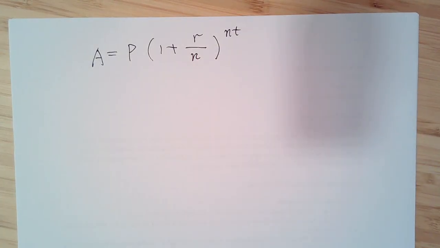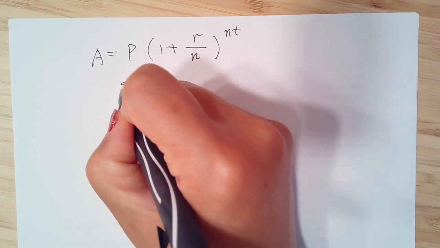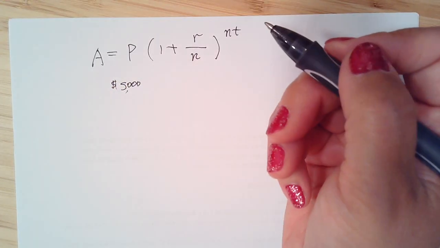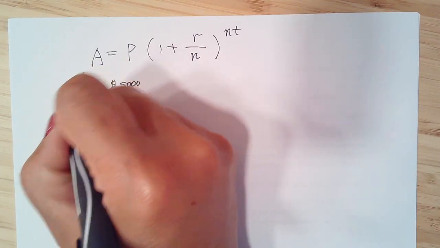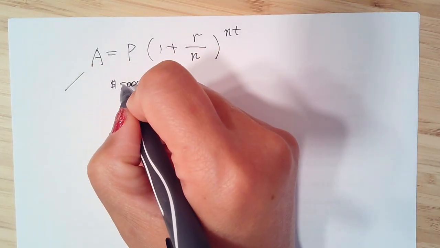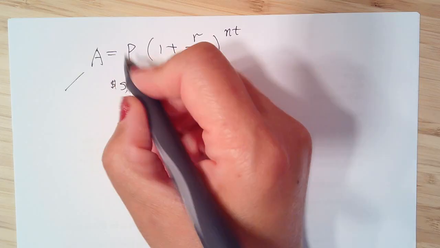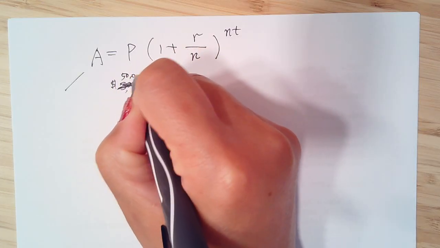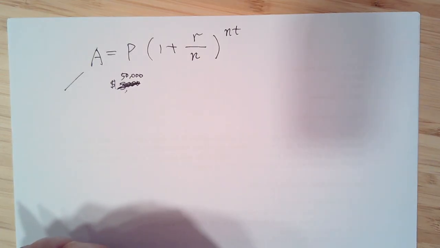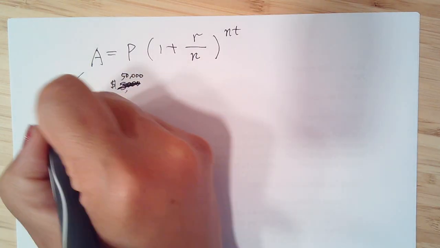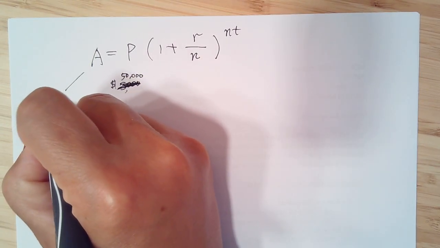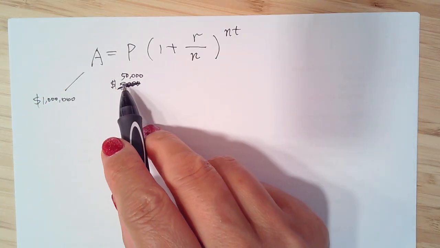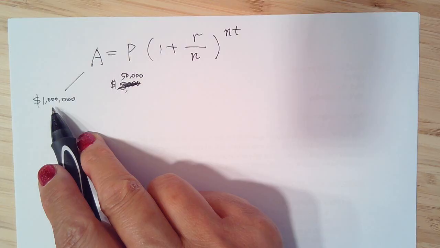I ask you this. I put in $50,000. I have a lot of money. And then I want to have $1 million. Am I too greedy? So I put in $50,000. I want to have $1 million.